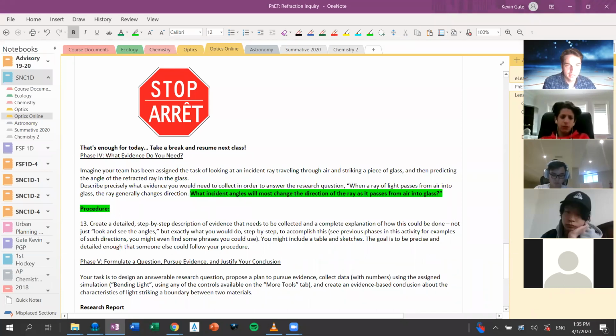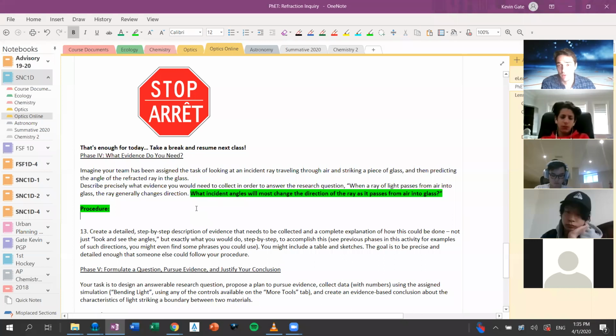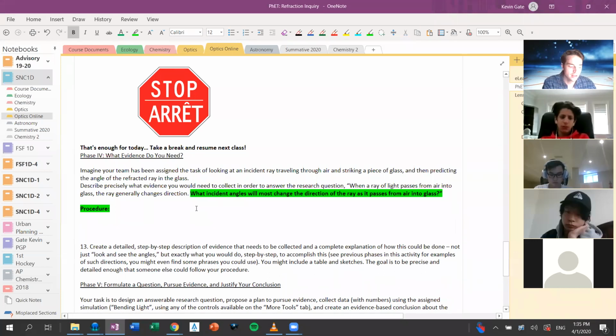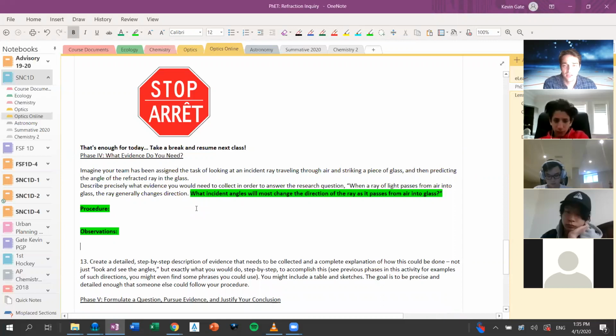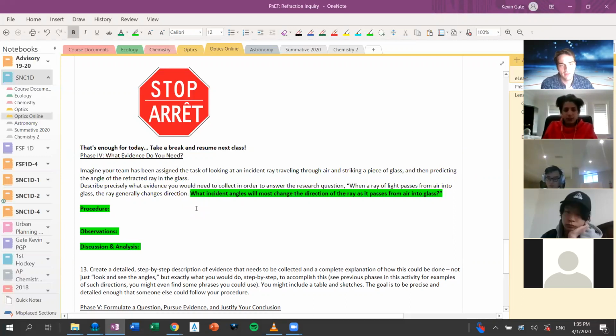Tell me what I need to do. Starting with, well, I need to open the simulation, right? Then, observations. What information do I need to observe? Well, I need to know the incident ray and the refracted ray, and then I need to know the difference between the two angles to see which one had the greatest effect. Then I need some form of discussion and analysis of our data. And then I need a conclusion.